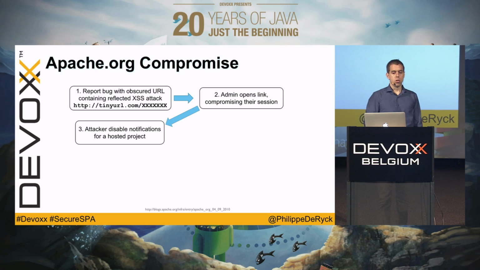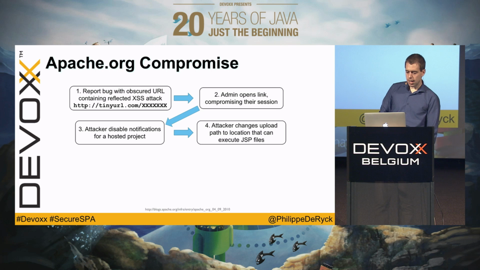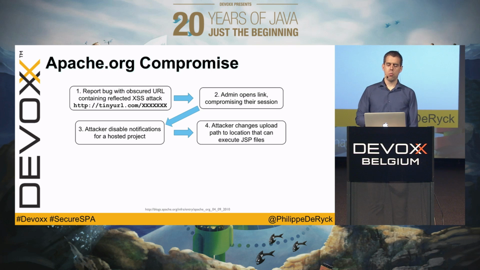There the attacker disables notifications for one of the projects on there, so he doesn't make noise when he starts messing with it. And he changes the location of file uploads to a path where he knows it will be served, and can be used to serve GSP files from. So the web server was configured to load GSP files from a certain path, and the attacker essentially changed the location for uploaded files to that path, allowing him to upload a GSP file, of course.